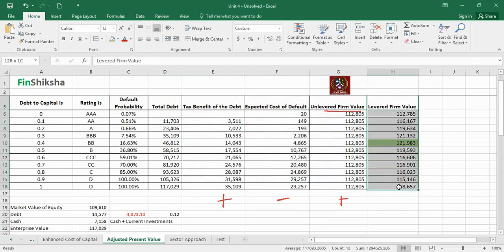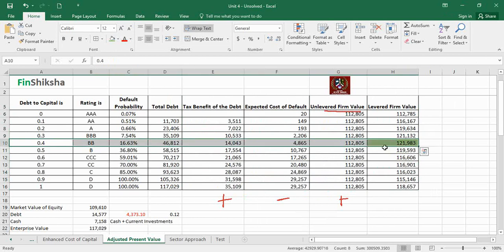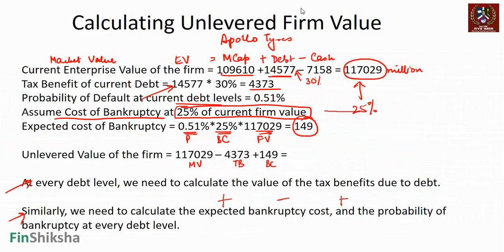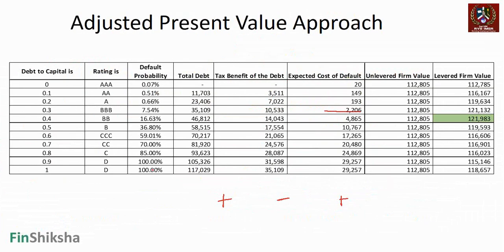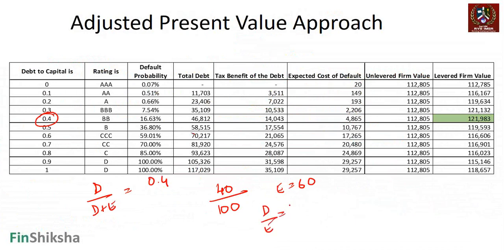the levered firm value. The maximum levered firm value comes at a debt to capital ratio of 0.4. A debt to capital ratio of 0.4 is effectively going to mean that debt upon debt plus equity is 0.4, or I'm basically saying debt is 40 and debt plus equity is 100, which means equity is 60. So debt by equity ratio is 40 by 60, which is equal to 2 by 3 or 66%. Correct? This is the value at which the levered firm value gets maximized under adjusted present value approach. This is the debt equity ratio that we should have.